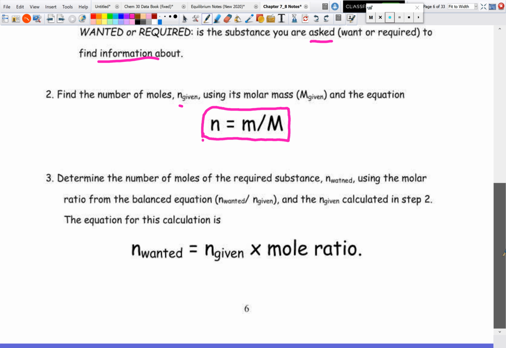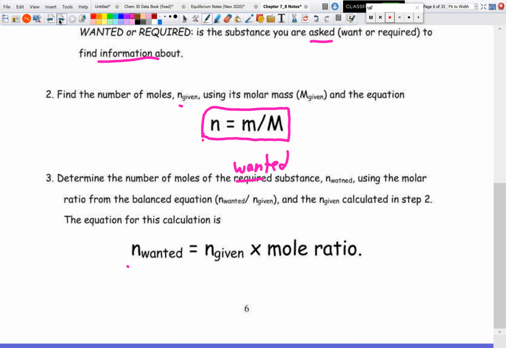Our third step, this is a new step for us, so we're going to determine the number of moles of our required or our wanted. I'm going to use the term wanted. We're going to determine the number of moles for our wanted substance using the mole ratio from our balanced chemical equation. Now, our mole ratio is number of moles of our wanted over number of moles of our given. And of course, our number of moles given is from step 2. Our equation is number of moles for our wanted is equal to number of moles for our given times our mole ratio.